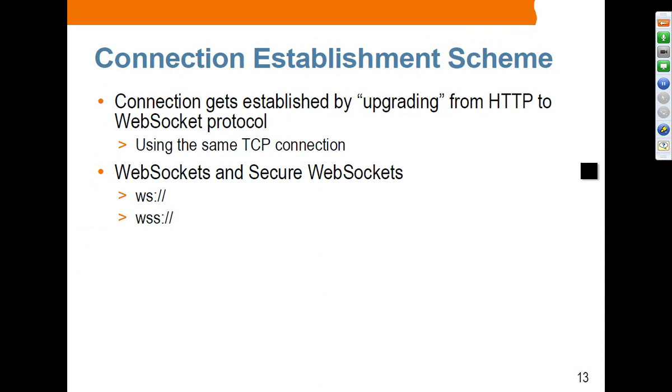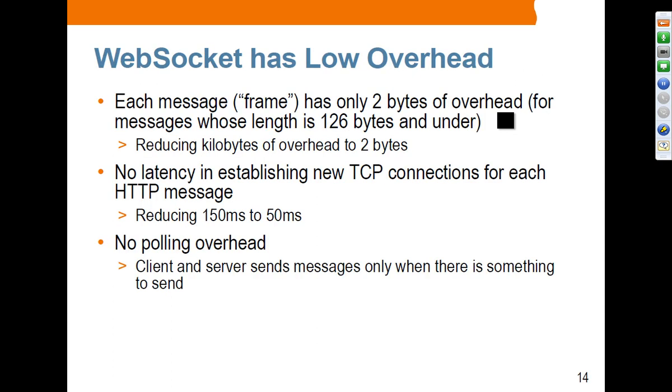So the initial phase of connection establishment is done through HTTP. Okay, so it's actually using the same TCP connection. In terms of protocol, WebSockets use WS, and secure WebSockets use WSS. So any page that contains any URL that starts with WS is going to use HTTP underneath to negotiate whether the partner can actually support WebSocket or not. If they do, then they're going to use WebSocket after that. We're going to see this connection establishment scheme in a second.